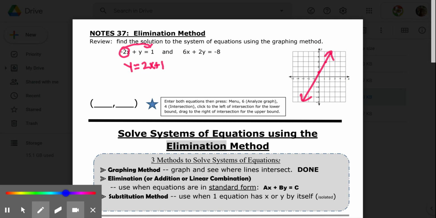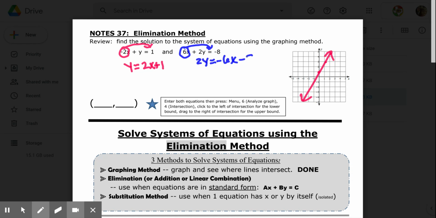And then on the second equation, we're going to move our 6x over to the other side, and it goes from being a positive 6x to a negative 6x minus 8. And then we're going to go through and divide every single term by 2. So we get y equals negative 3x minus 4. So we start down at negative 4.